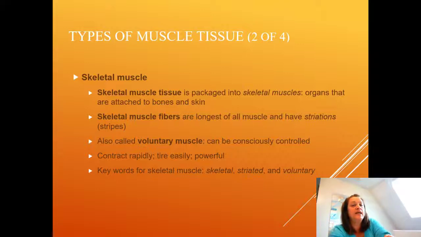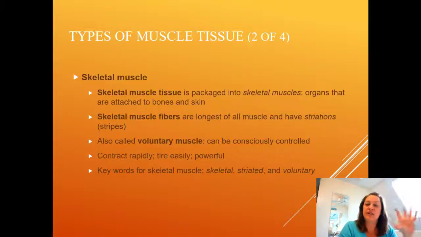Contract rapidly, tire easily, but are very powerful. This is important. So smooth muscle is slow, sustained contractions, but doesn't get tired, right? Heart, very rapid contraction, but thank goodness it doesn't tire easily. It happens 24 hours a day, 7 days a week. So skeletal, striated, voluntary. Those are the three things you want to know. We'll talk about what striations are in a minute.